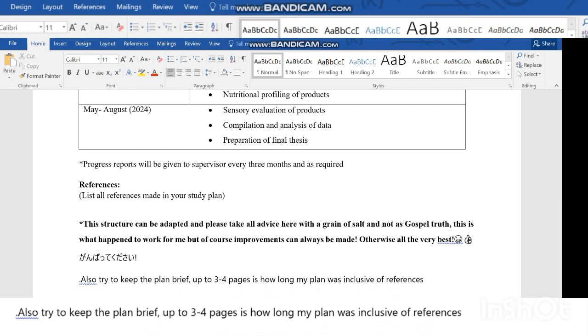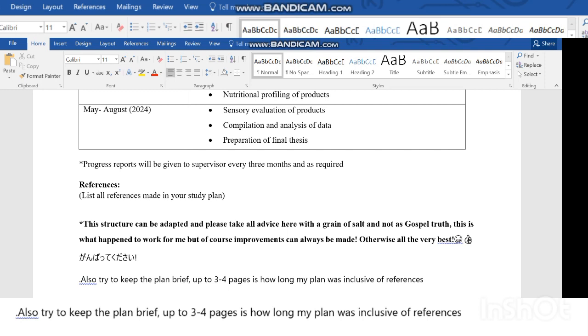And here I also just gave a little note saying progress reports will be given to supervisor every 3 months and as required. Then references. List all references made in your study plan. Then just a little grain of salt again. This structure can be adapted, and please take all advice here with a grain of salt and not as gospel truth. This is what happened to work out for me, but of course improvements can always be made.